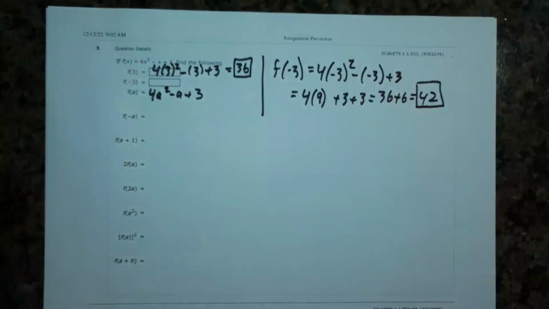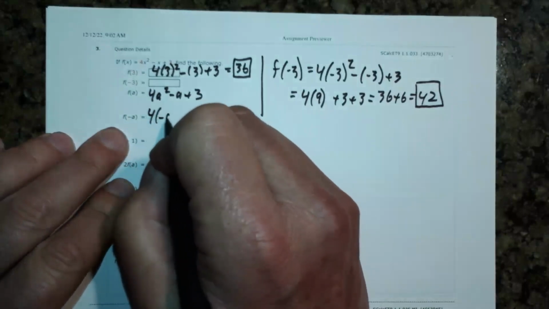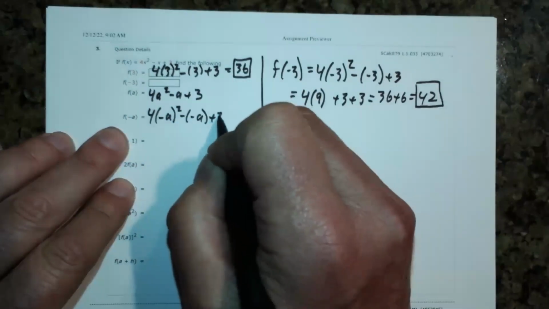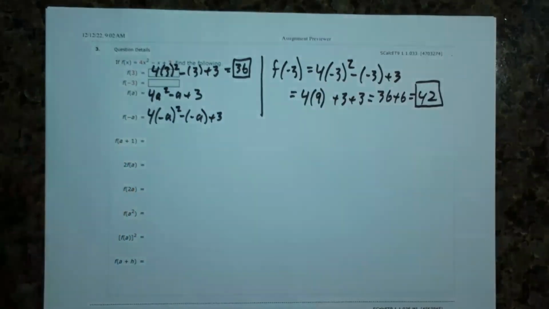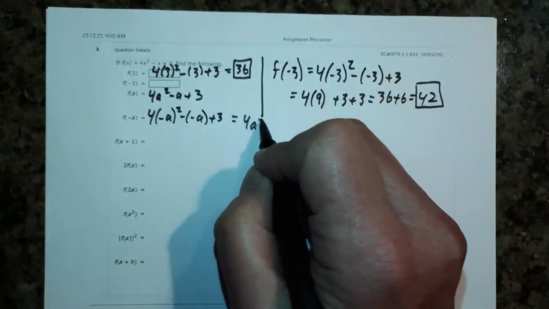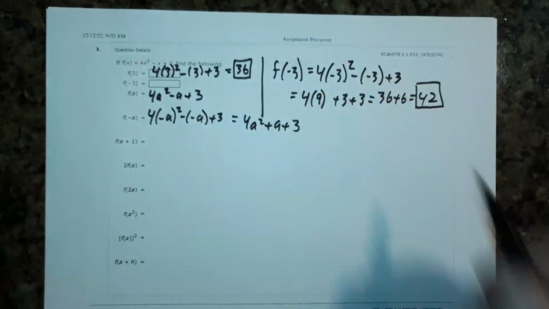f of negative a can get a little confusing. Again, be careful with these negatives. And be careful with that minus there. There we are.